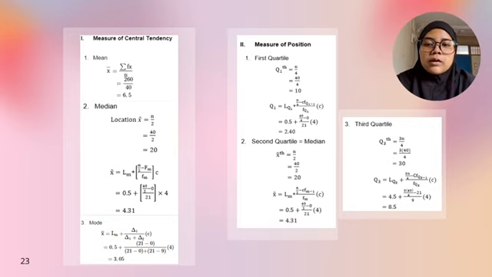For the third quartile, the position is at 3n per 4, which is 30. After calculation, the value of the third quartile is 8.5. This means that 17% of the data is below 8.5.